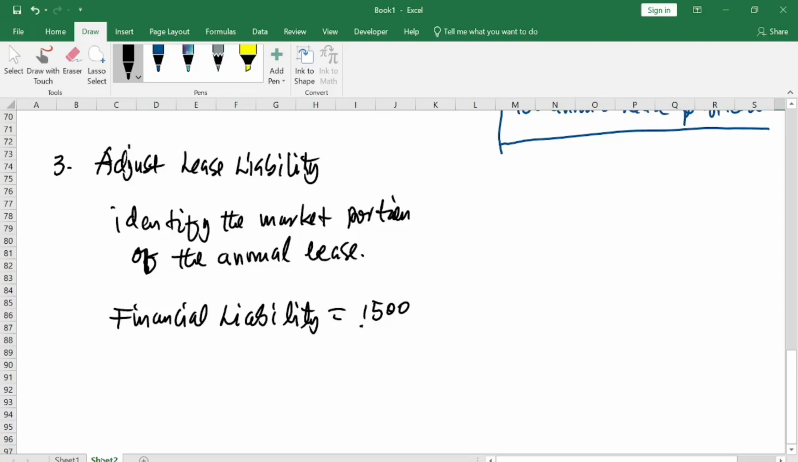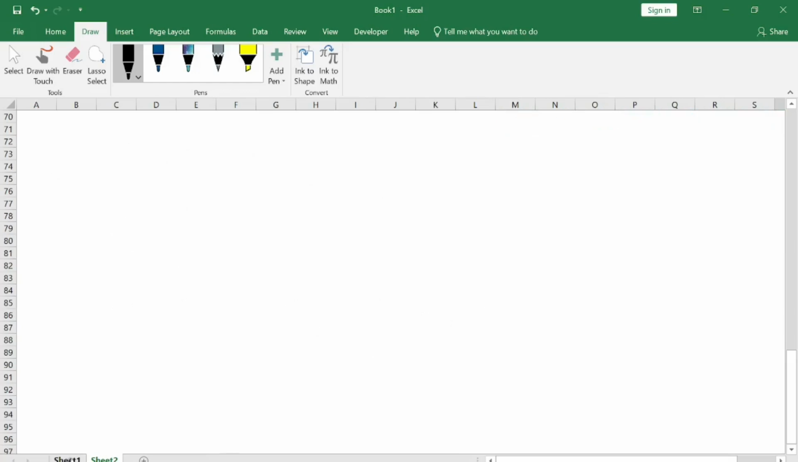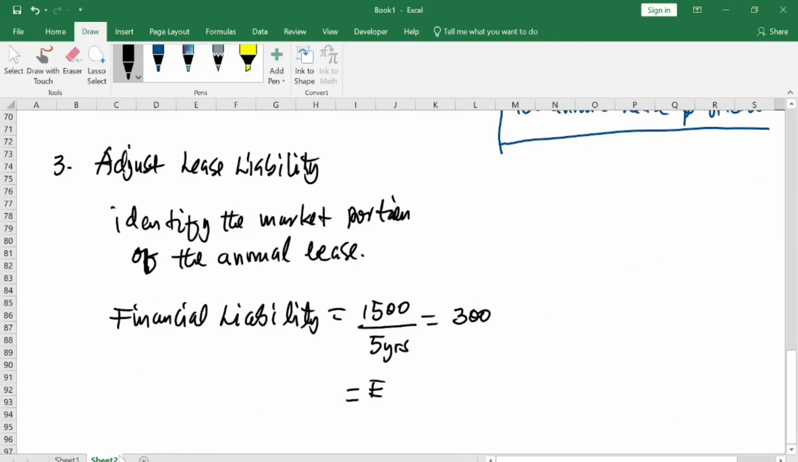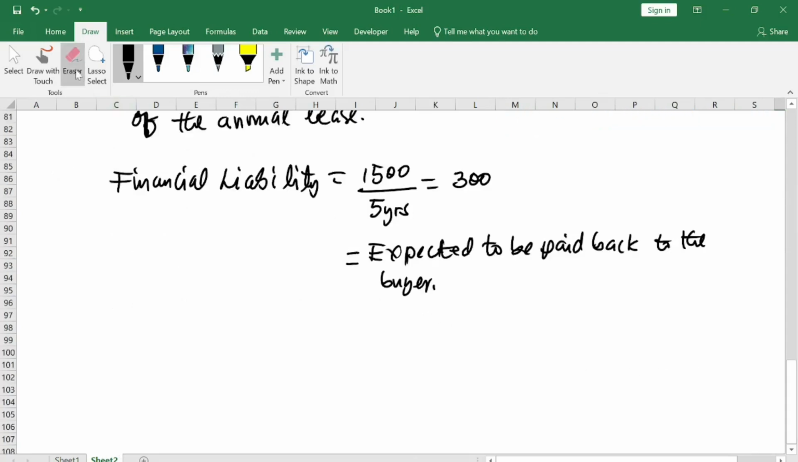So this is how you divide by the term of the lease. The term of the lease is 5 years. When you divide it, you will get 300. So this 300 will be paid annually to the one who bought the asset. This money is expected to be paid back to the buyer annually.